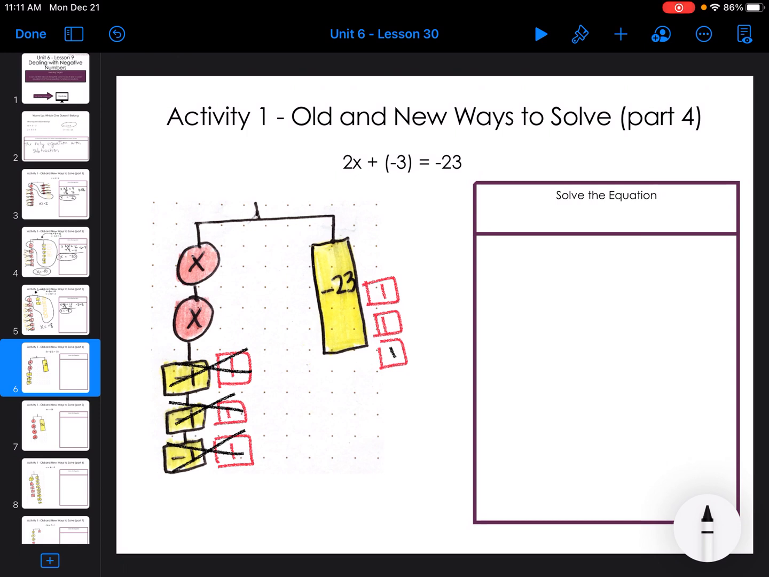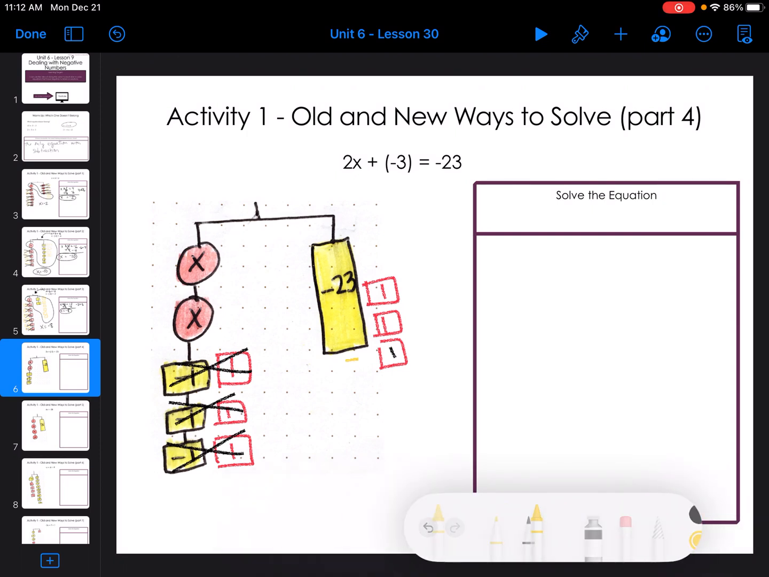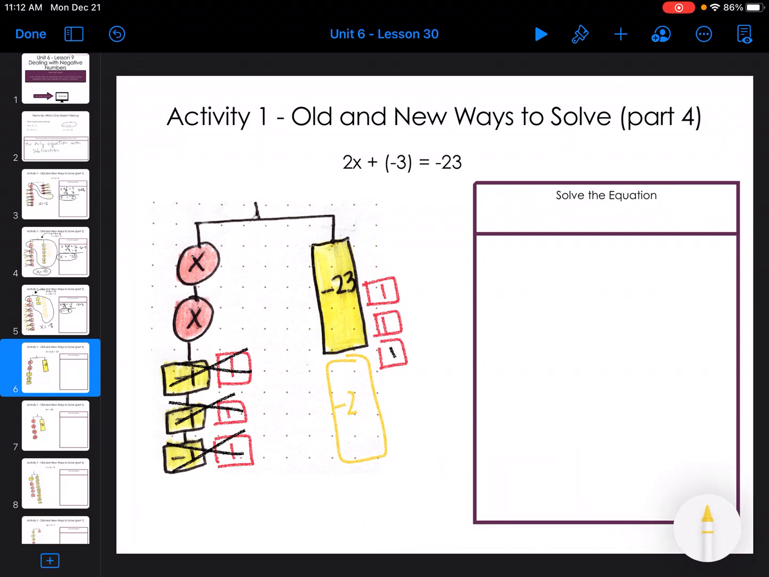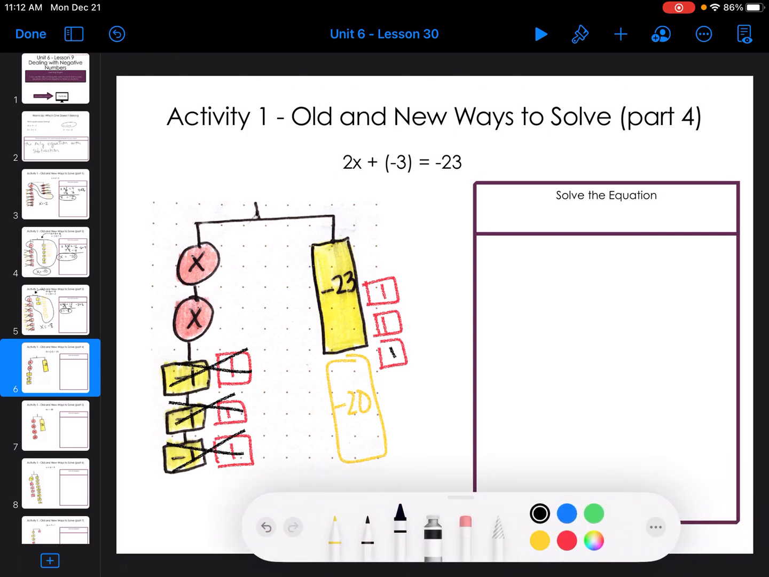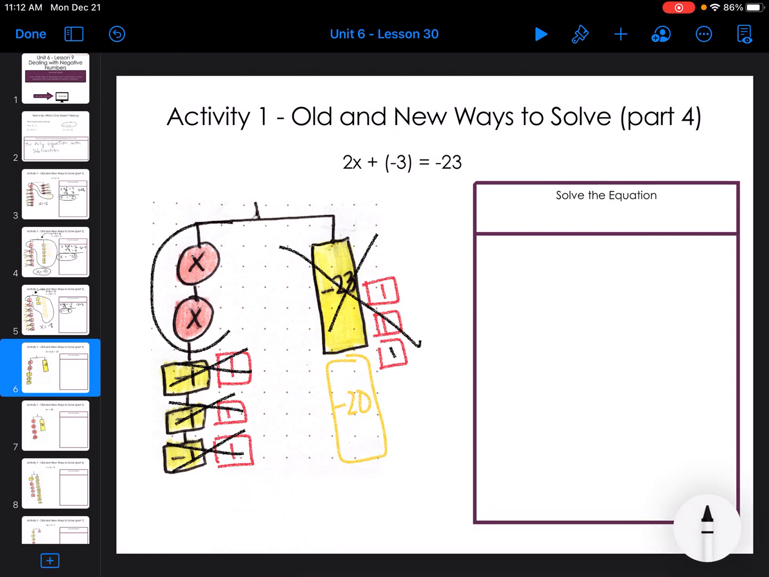And then I actually this time have 0 pairs on this side. So this is 23 yellow squares or whatever. So my signs are different, so I have to subtract. So I'm left with a negative 20. Okay, because the 3 positives, when the signs are different, you subtract and take the sign of the larger absolute value. So now I have to split these 2 x's into 2 groups. So each x is going to equal negative 10.